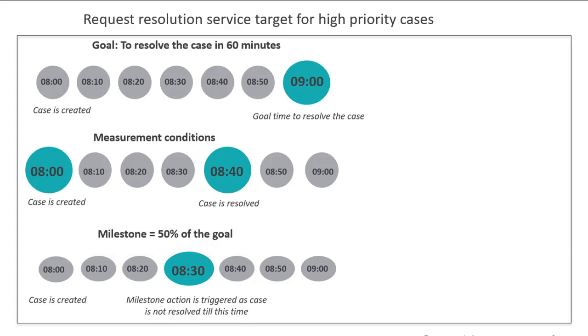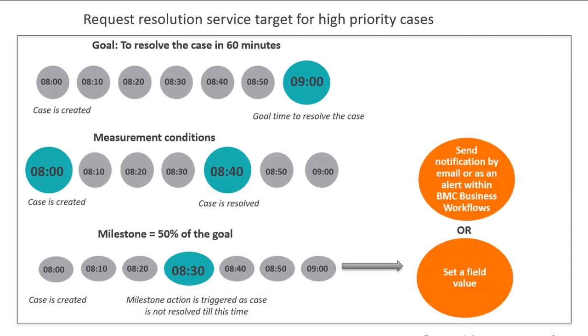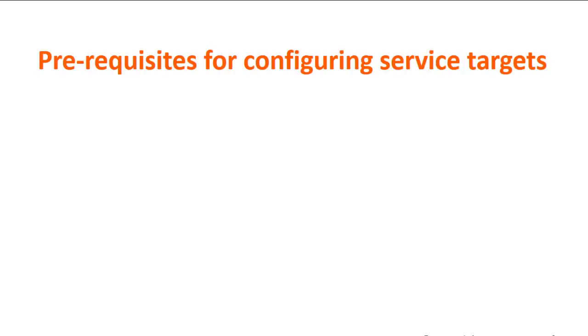This means that if the case is unresolved until 50% of the goal time, you can send an email notification or issue an alert to the appropriate recipients. Or you can send a notification by setting a field value. Before starting the configuration, ensure that you have fulfilled these prerequisites.